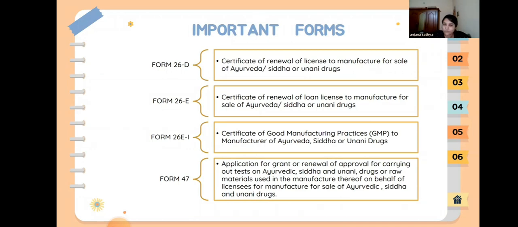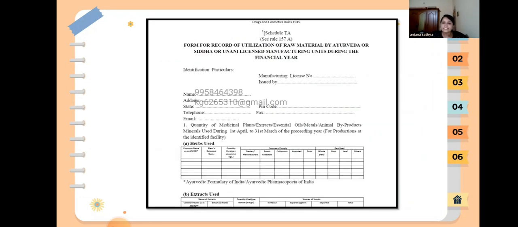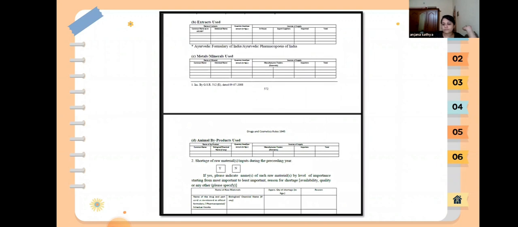And as I mentioned earlier, there has to be a record in the raw material section to note down the usage of the raw materials. That is included in Schedule TA. The form is for the record of utilization of raw materials by Ayurveda Siddha Unani licensed manufacturing units during the financial year. So this is the proforma of the form.